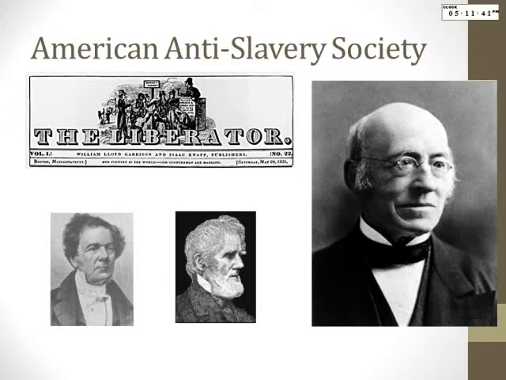They want to end slavery right away. They don't want it to be compensated, and it's led by this man, William Lloyd Garrison. So you should be familiar with the American Anti-Slavery Society. Now, as I recall, this is going to be in actually your Unit 4 notes.